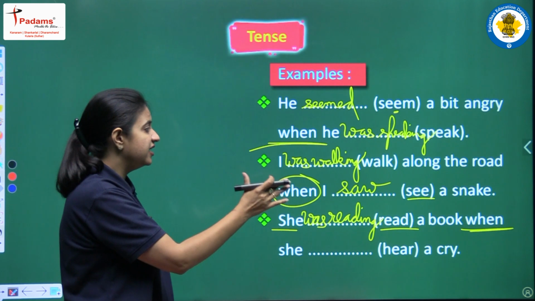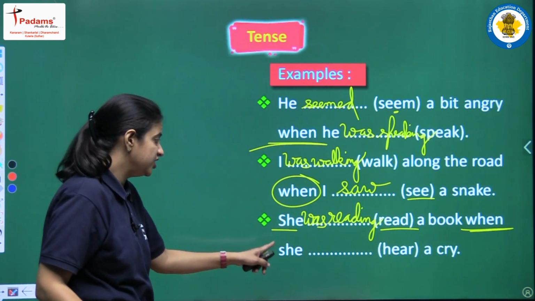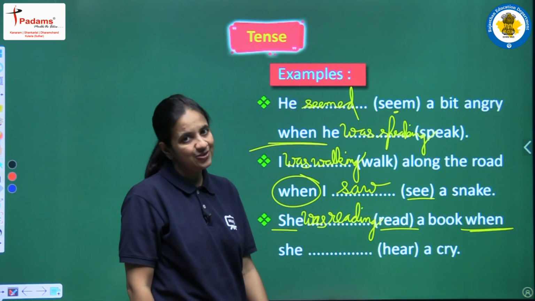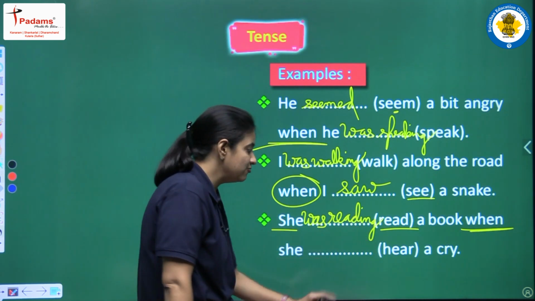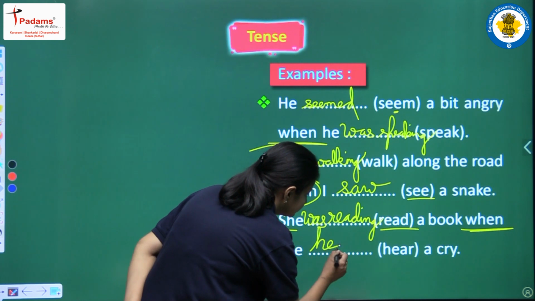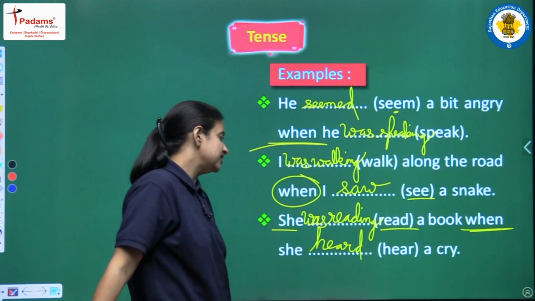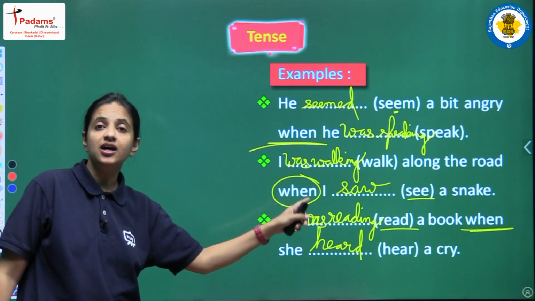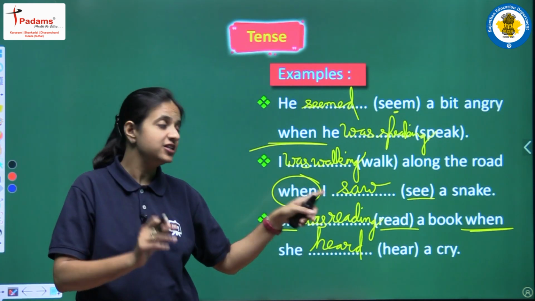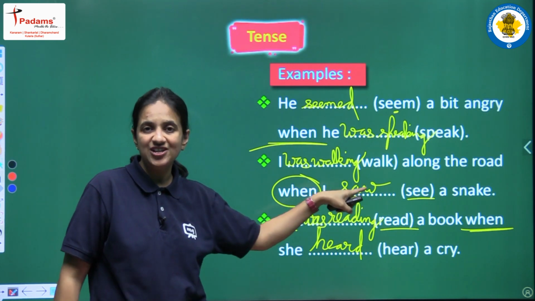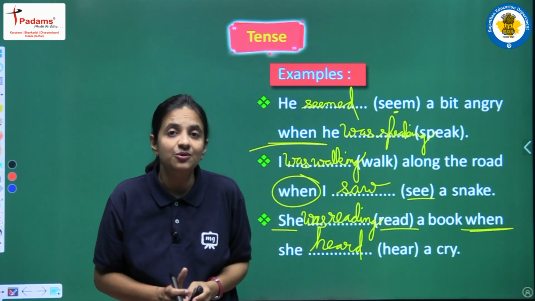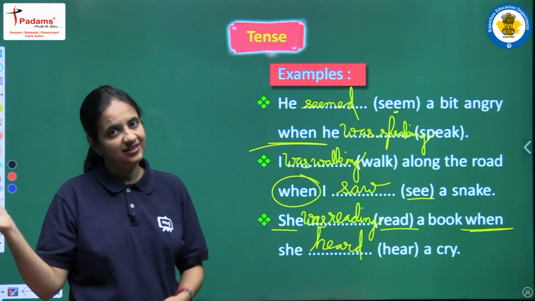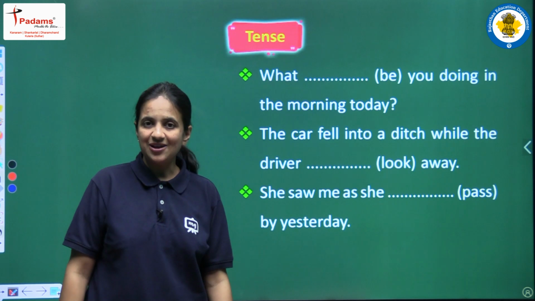She was reading a book when she hear a cry. So this is past simple tense, and we have to write second form. So second form of hear is heard. Sentence will be she was reading a book when she heard a cry. So at that time when this work was going on, at that time when she was busy in reading a book, at that time suddenly she heard one cry. Clear? More examples we are having.